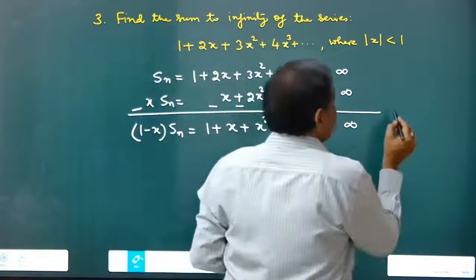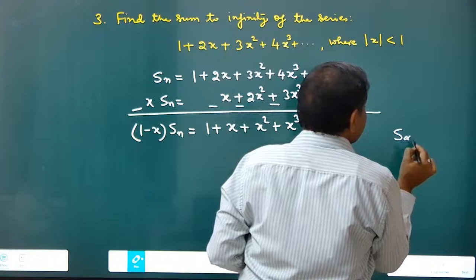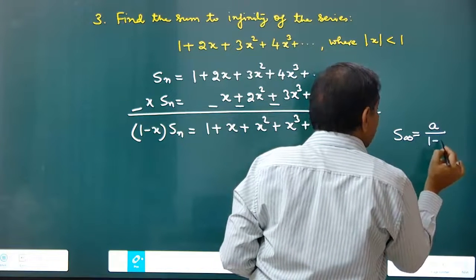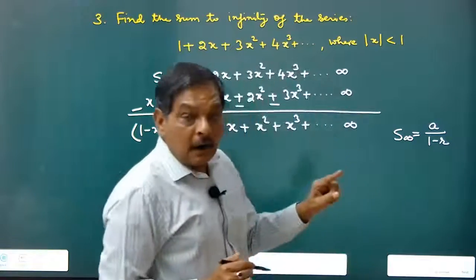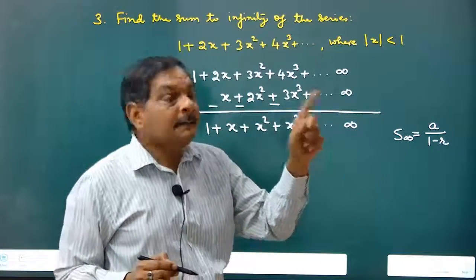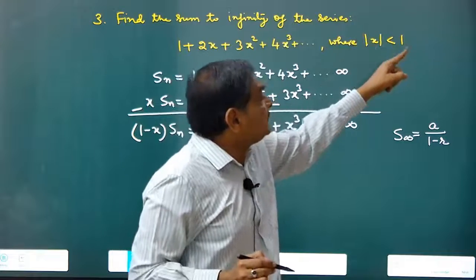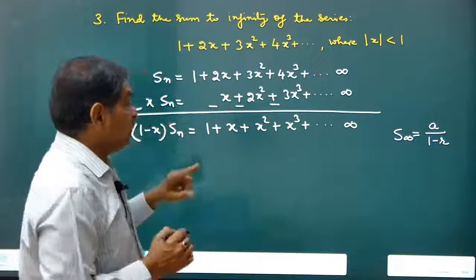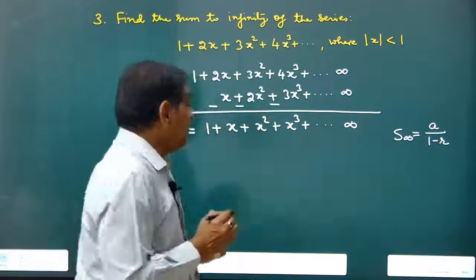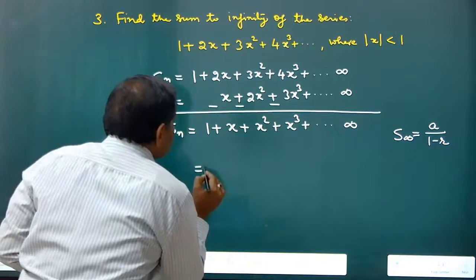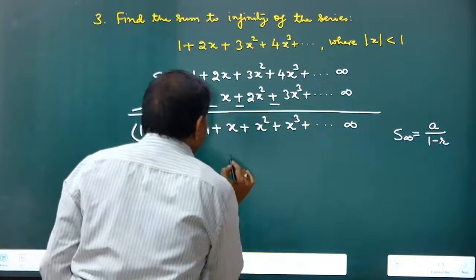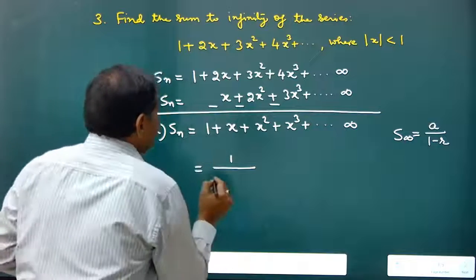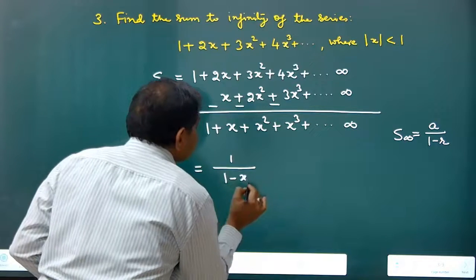The formula for the sum of infinite terms of a GP is S infinity is A upon 1 minus R, where modulus R should be less than 1. Here it is given modulus x is less than 1 and that is the common ratio only. So I can apply this formula. It is A, means 1, upon 1 minus R, means 1 minus x.